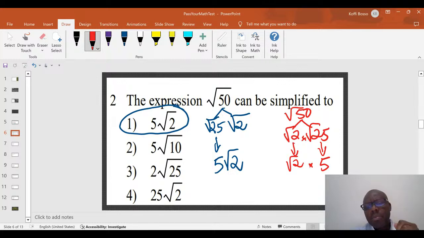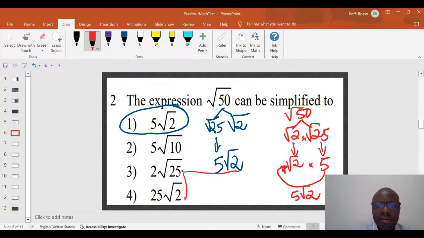Every time you have a multiplication between a square root and a regular number, the regular number will be placed in front of the square root. That means this will move here, so they're going to have 5 square root of 2. Another way to understand this is: having square root of 2 multiplied by 5.